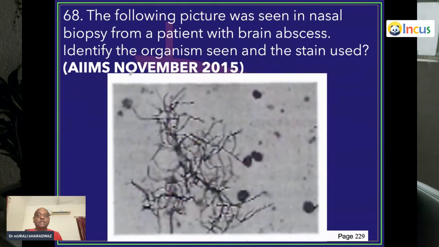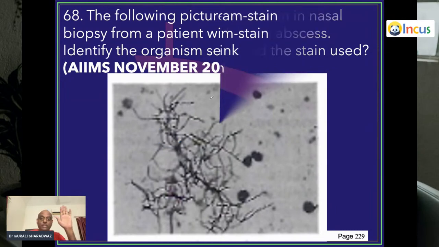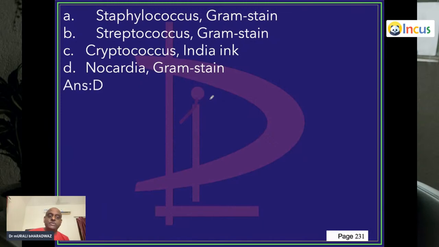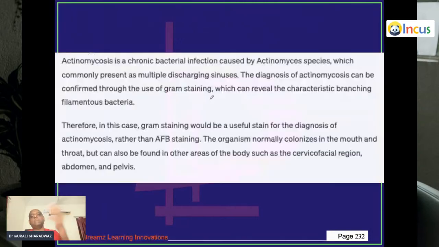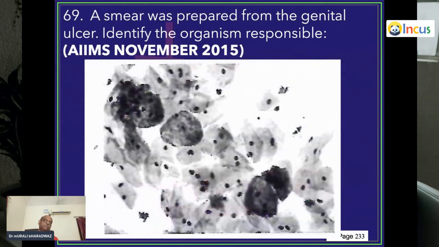Supreme Court judgment. Now, doctor, nasal biopsy, brain abscess, right? So what is this organism and what is the stain used? So it is nocardia gram stain. So in gram staining, actinomycosis versus nocardia, differentiated, differences, you need to be very sure.